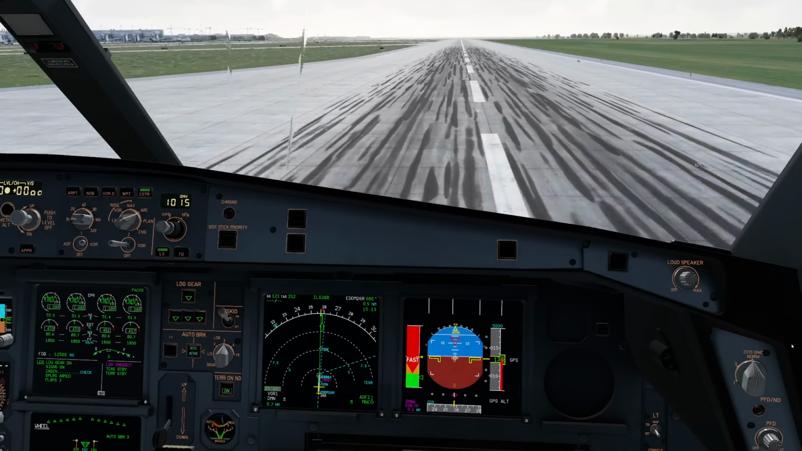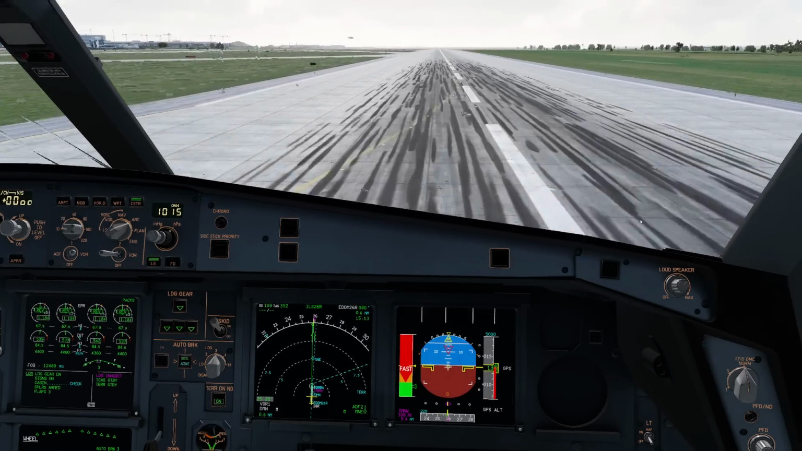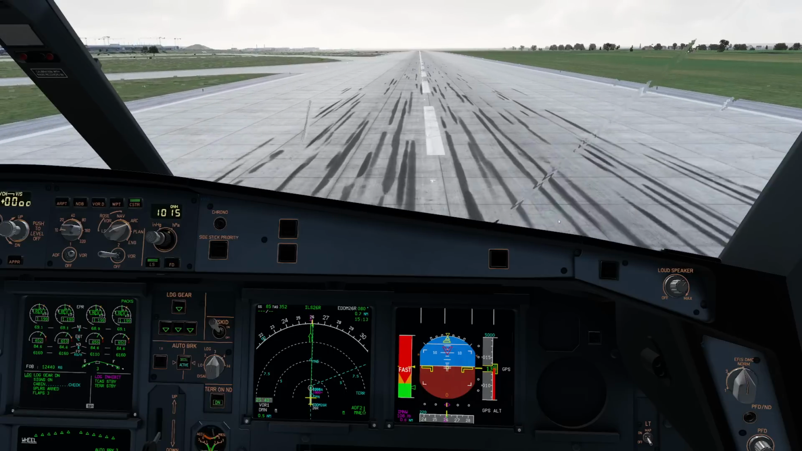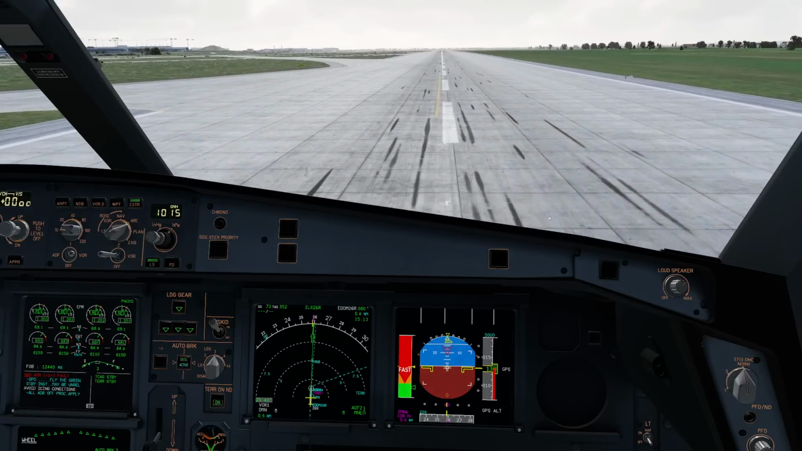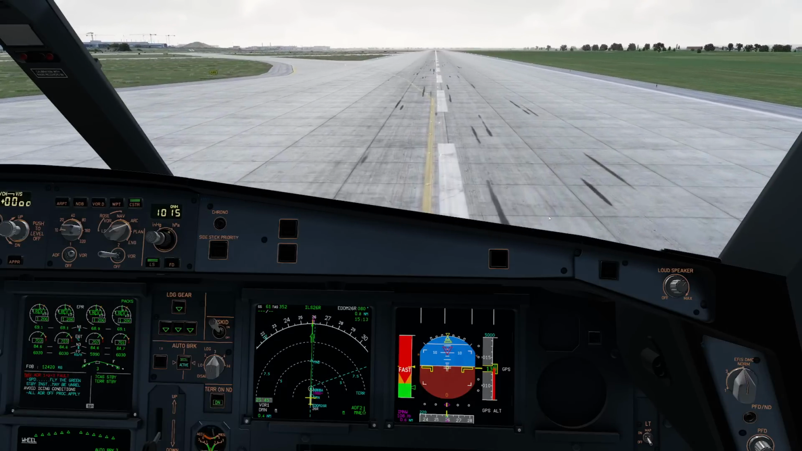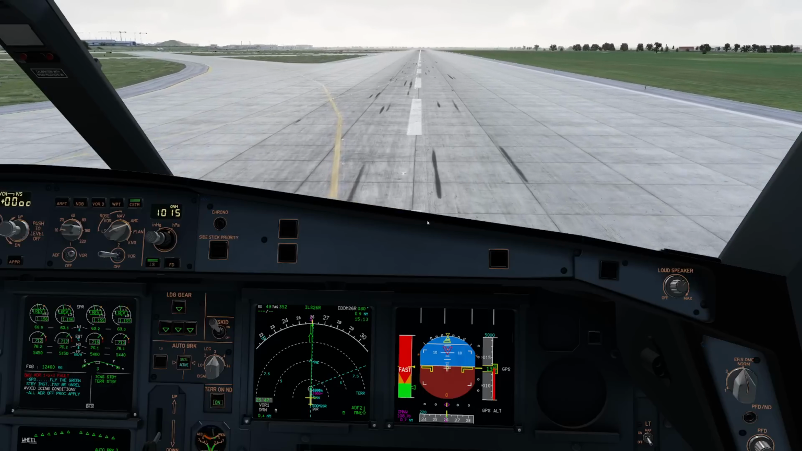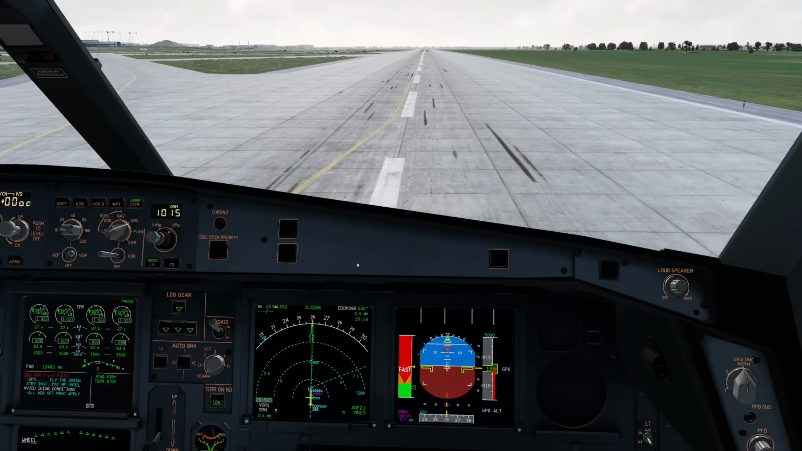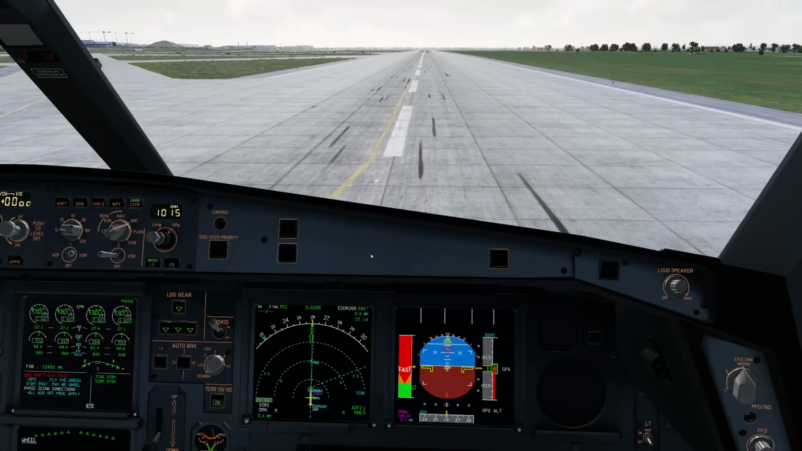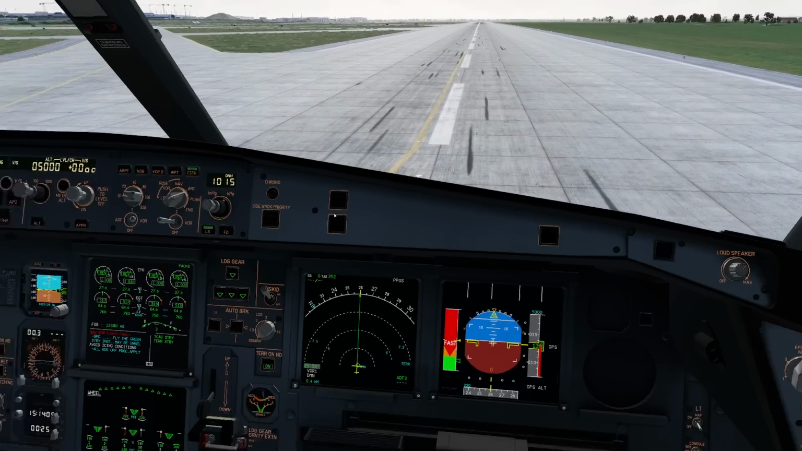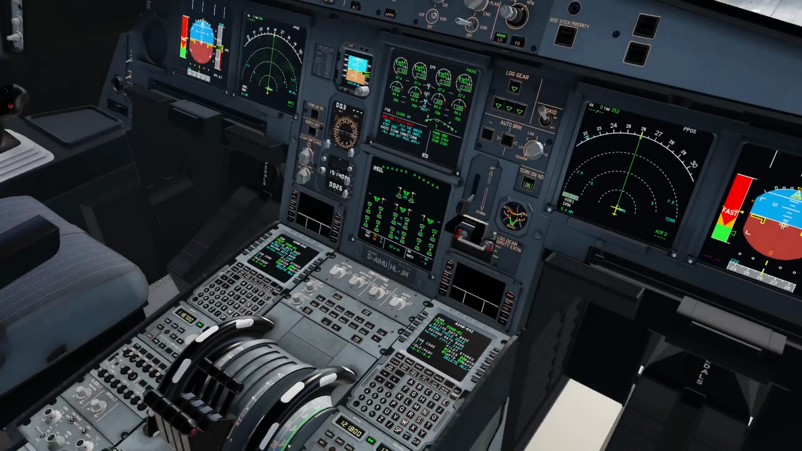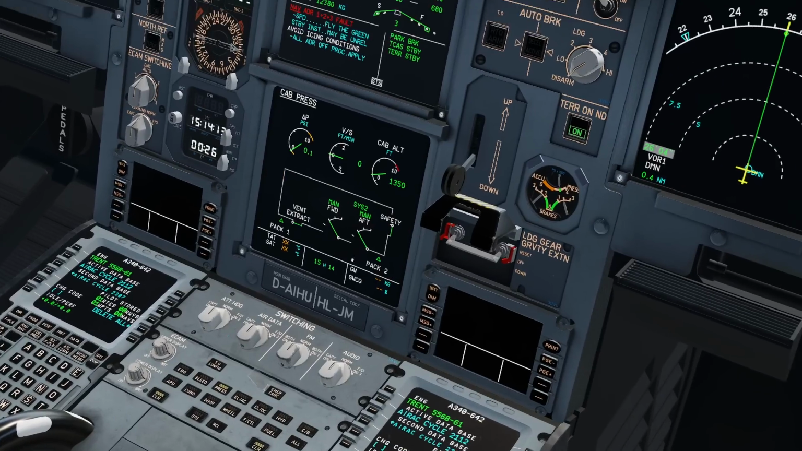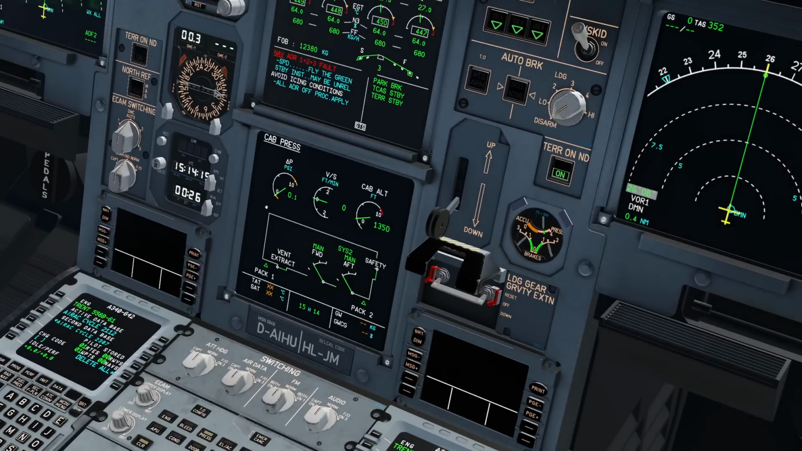Okay, spoilers, reverse green, decel. Manual brakes. And as mentioned, we need to stop it on the runway. So last thing now, before we open any door, let's have a look at the bleed page. Make sure the differential pressure is 0.